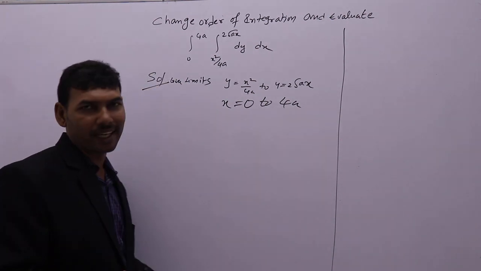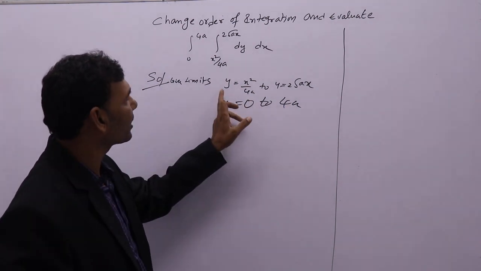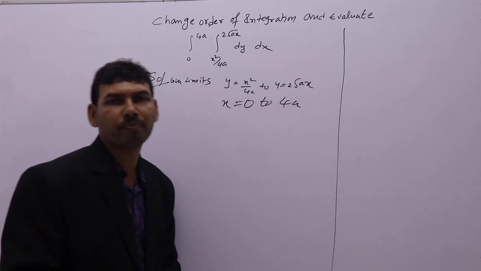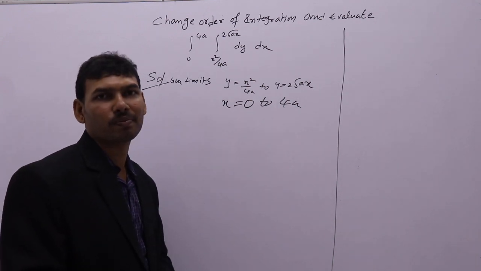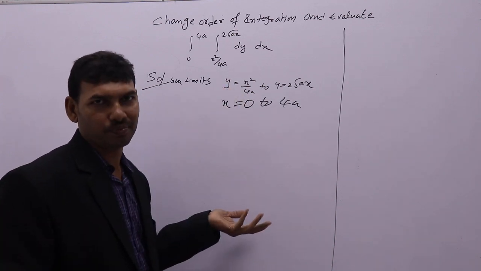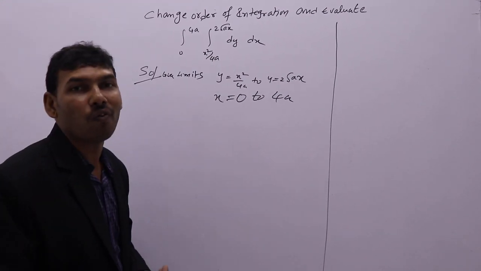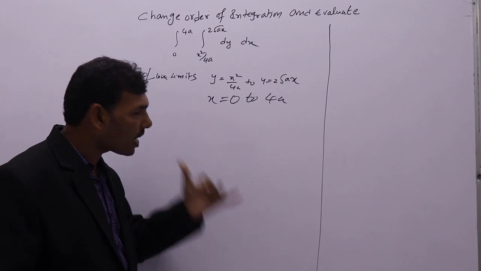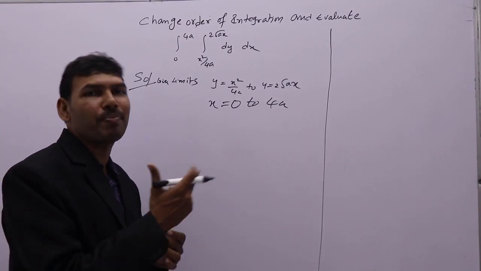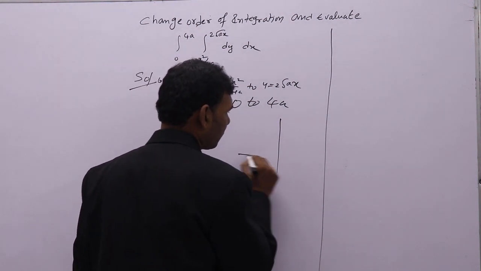So this region of integration we need to draw now, because in the present order of integration the y limits are in terms of x. First you integrate with respect to y, next with respect to x. For that you need to change the order of integration. That means you need to get the x limits in terms of y and the y limits constant. For that you need to draw the region of integration, and in that region take a strip parallel to the x-axis. So I am drawing the region of integration.